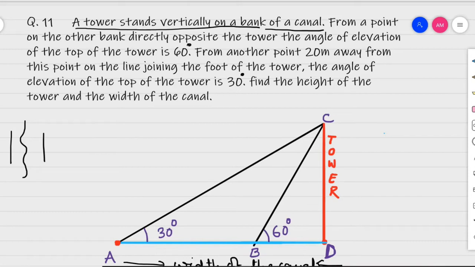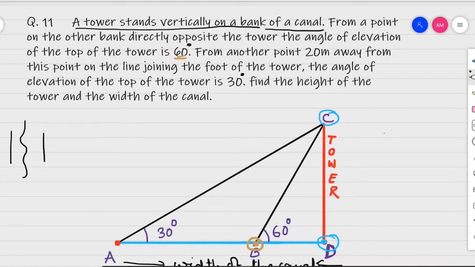Now look here, children. There is a tower. Let us say that CD is showing our tower. From a point on the other bank. Now suppose D is one bank and B is the other bank. So from this point, from B, the angle of elevation of the top of the tower is 60 degree.